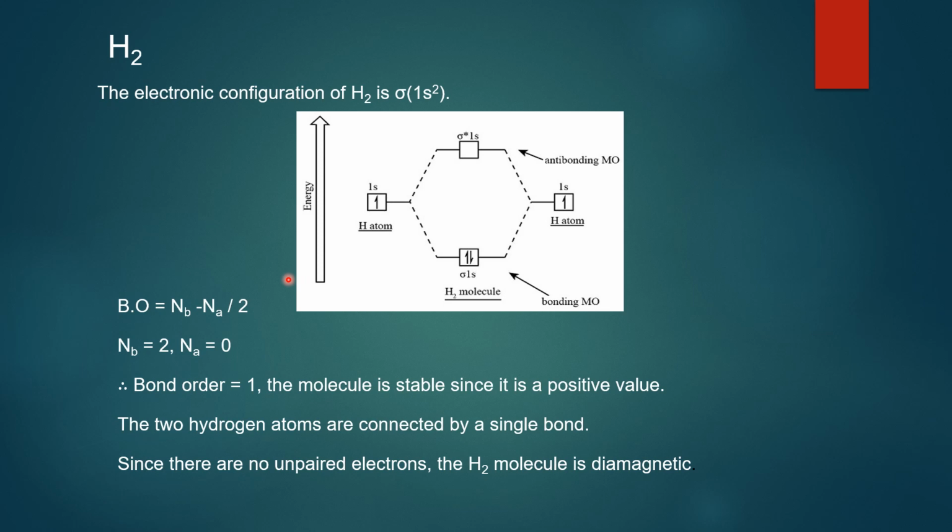It shows that the molecule is very stable since it has a positive value. The two hydrogen atoms are connected by a single bond. That is the reason for the single bond between the two hydrogen atoms in an H2 molecule.